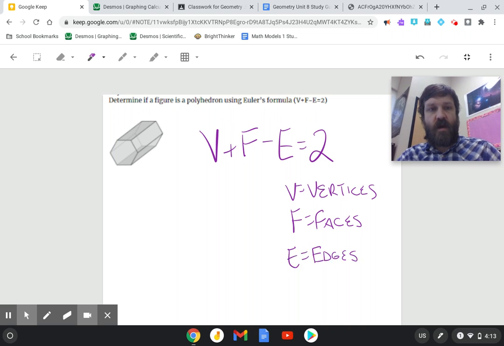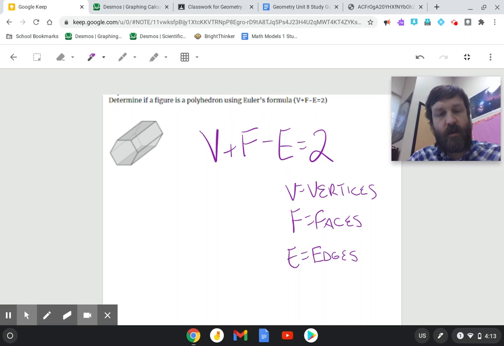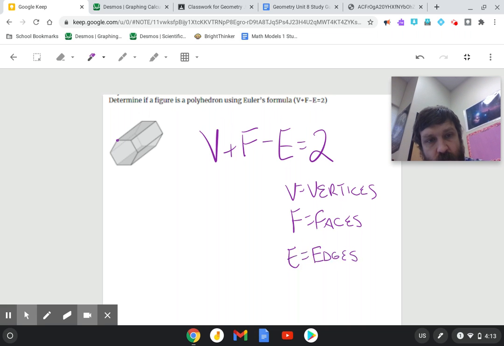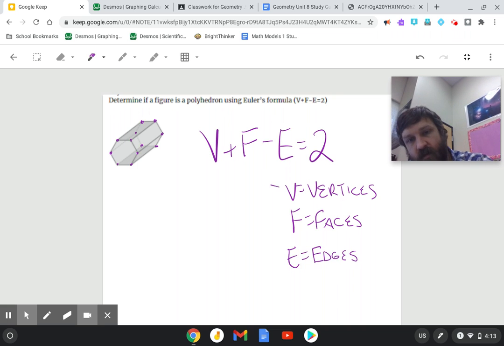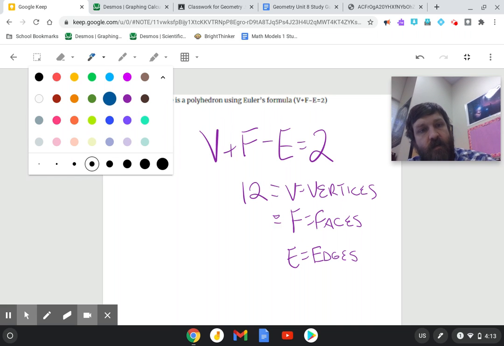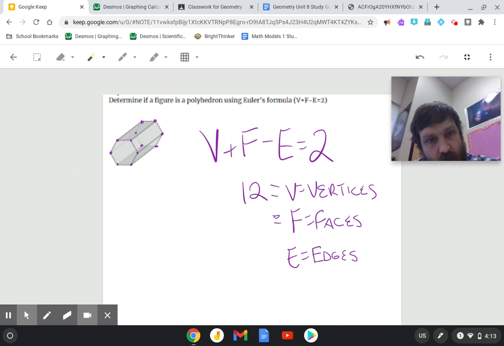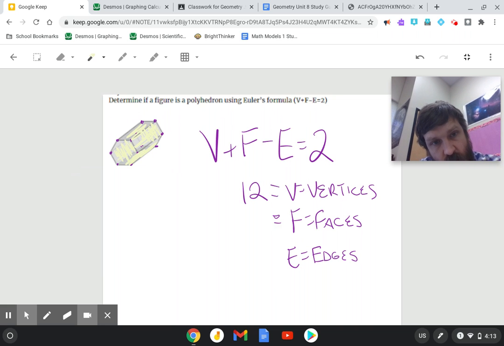Looking at this, I'll do my best to do each one of these. Looking at vertices, I have 3, 4, 5, 6, 7, 8, 9, 10, 11, 12. And this one, I have 12. Number of faces, let's do that in a lighter color. I have the base here in the front and the base here in the back. And then I have 1, 2, 3, 4, 5, and 6 bases around the outside. So that's 2 plus 6 is 8. Go ahead and write that down there.